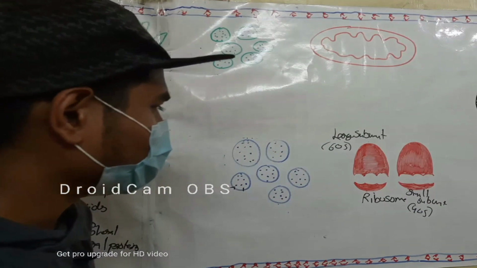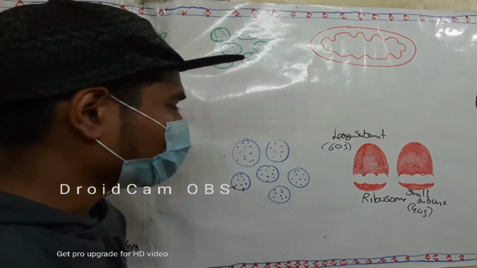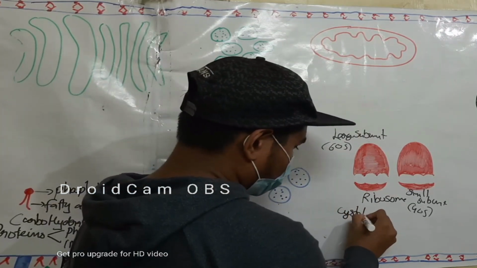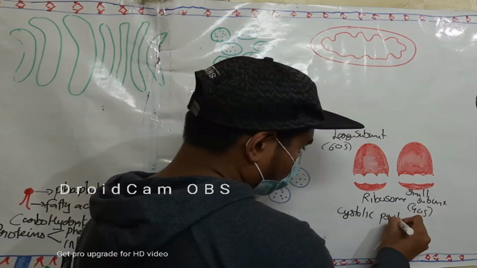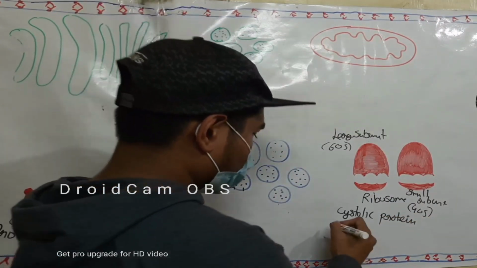The main function of the ribosome is protein synthesis. The proteins that are synthesized by these ribosomes are of two types. These are the cytosolic proteins and the membrane bound proteins.